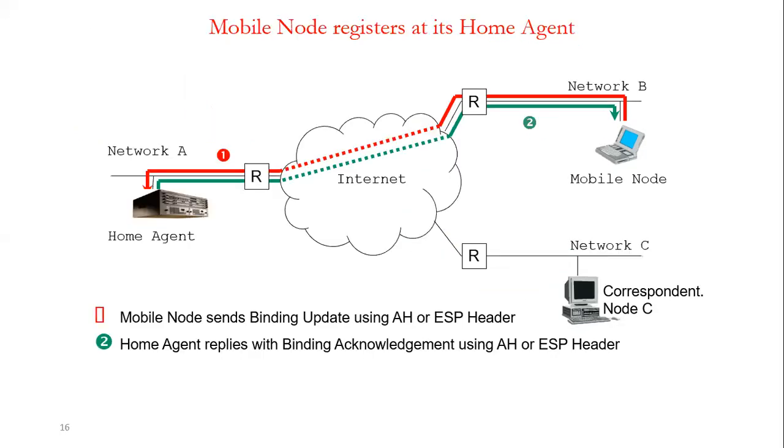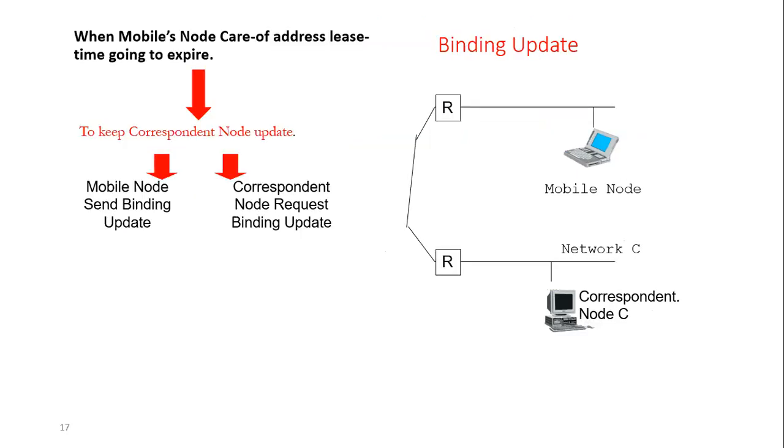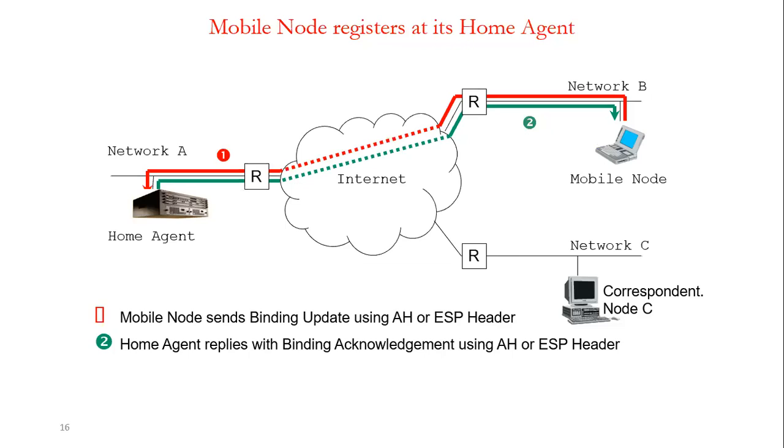There is also this negotiation with the home agent. The home agent tells the mobile node with whom it needs to do the binding update operation. So this is how it is.